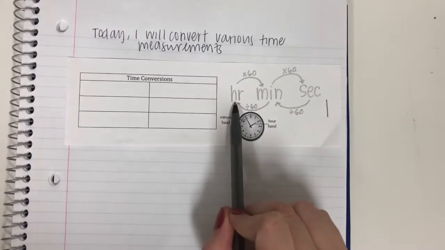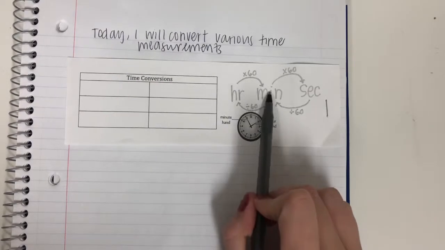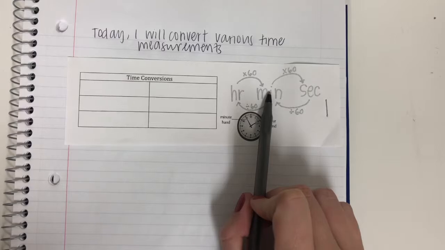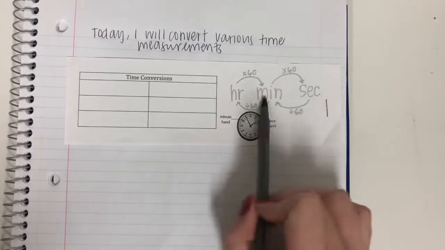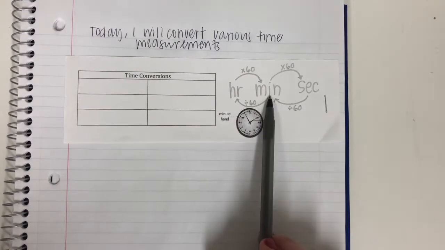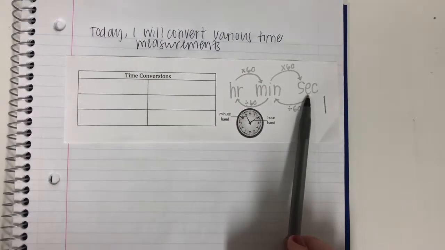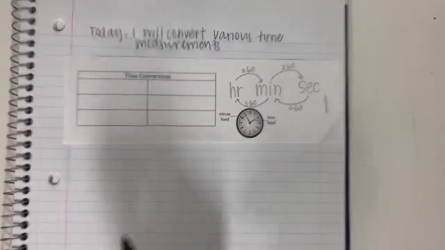So obviously hour is our biggest, and then we go to minutes. We know that there are 60 minutes in 1 hour. And then from minutes to seconds, there are 60 seconds in 1 minute. And we kind of know that hour is our biggest time, and then we get to minutes, and seconds is our smallest time. So let's just fill it in really quick.